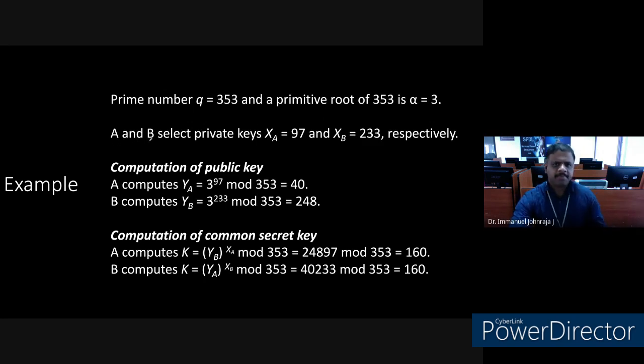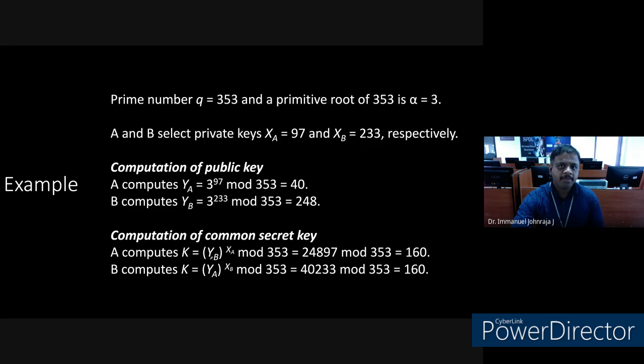Then A and B, Alice and Bob, select private keys. In this example, Alice chooses the private key XA as 97 and Bob chooses the private key XB as 233. Both are less than 353, respectively. Then they are supposed to calculate the public key. Person A computes the public key YA such that alpha power XA. Alpha is 3, XA is 97, so 3 power 97 mod Q. Q is 353. He calculates it as 40. B computes the public key and he has arrived at 248. Now 40 and 248 are exchanged, which means this is YA, this is YB.